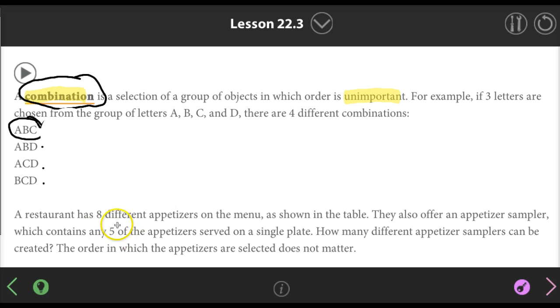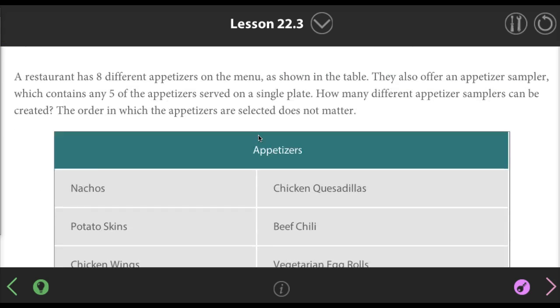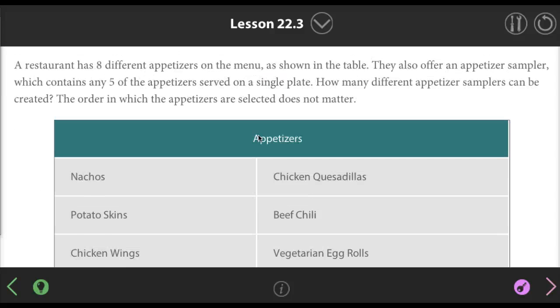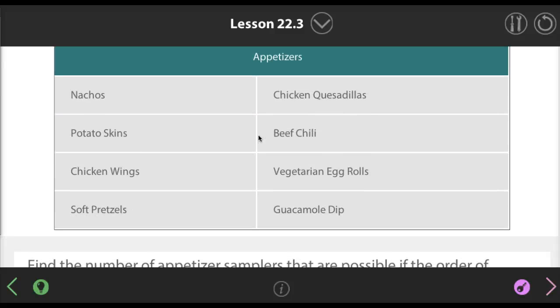Okay, so now let's see. A restaurant has 8 different appetizers, and they also offer an appetizer sampler, which contains any 5 of the appetizers served on a single plate. So how many different appetizer samplers can be created? It says the order in which they receive the appetizers is not really important. So these are all the appetizers. Ooh, yum. And there's 8 kinds. And we're just going to choose 5, okay?